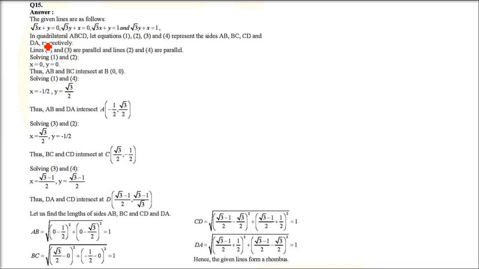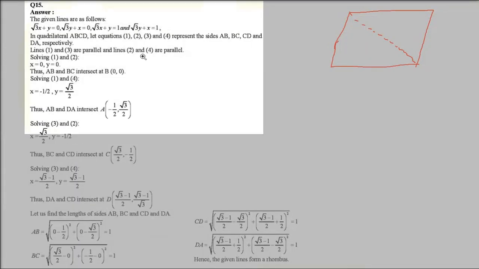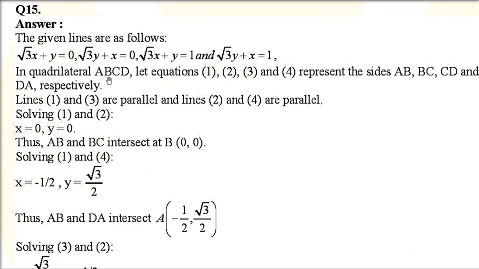Now the next question is 15. Prove that the four given lines form a rhombus. So four lines are given. Let me make a rough diagram. You can take the diagonals also if you want.